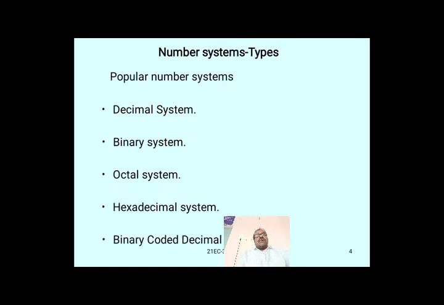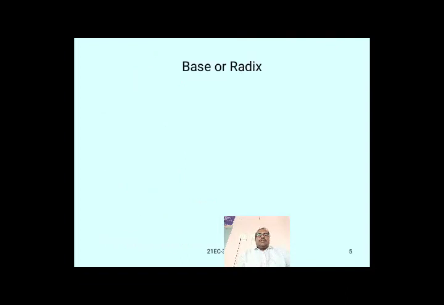Next another type also is there. Binary coded decimal is there. These are the 5 types of number system. Most probably we are using 4 types only: decimal, binary, next octal and hexadecimal. The BCD code is mostly used in our appliances, in microcontrollers, microprocessors, and in any type of applications we are using that one. Okay.